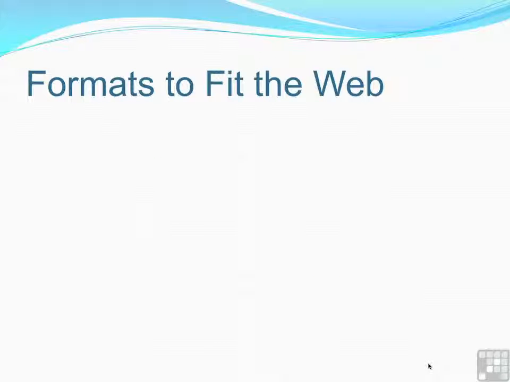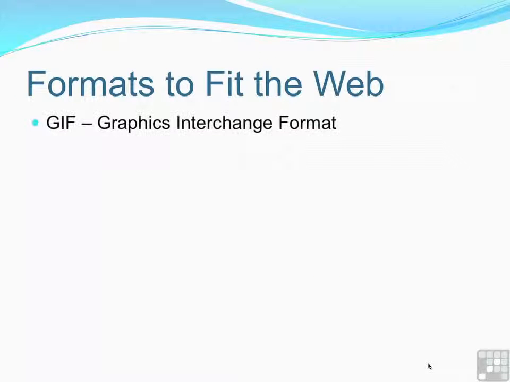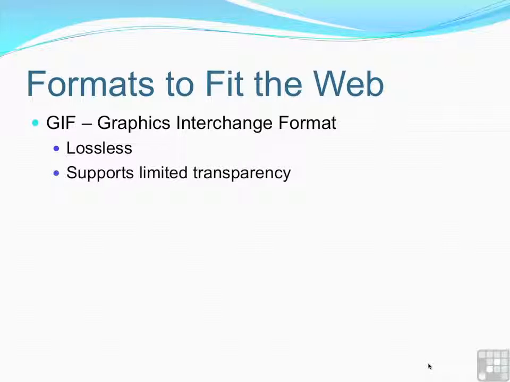The first one we want to look at is called GIF. It's not pronounced GIF, it's GIF. Graphics Interchange Format. This format was designed to help compensate for the problems with 8-bit technology, which incidentally we don't have anymore. It was lossless in nature, which meant you didn't lose any color information when you used it. It does support limited transparency. Not really great, but it does support it.